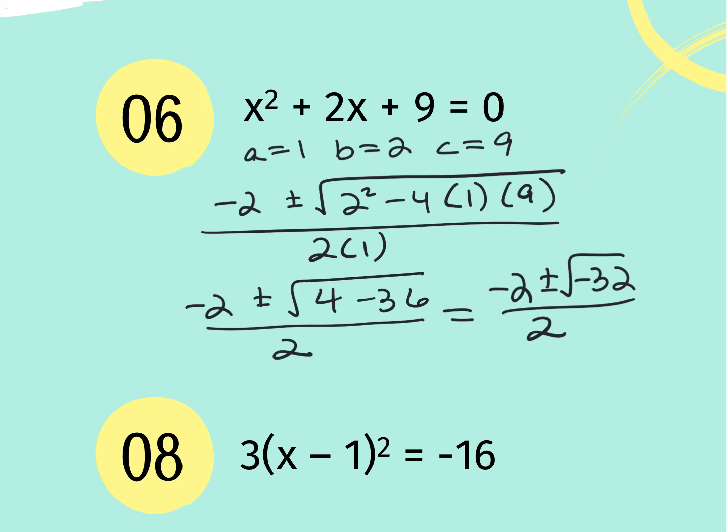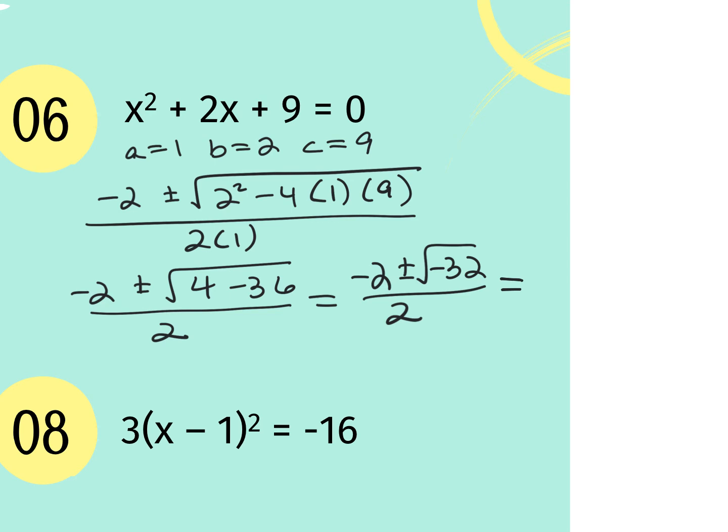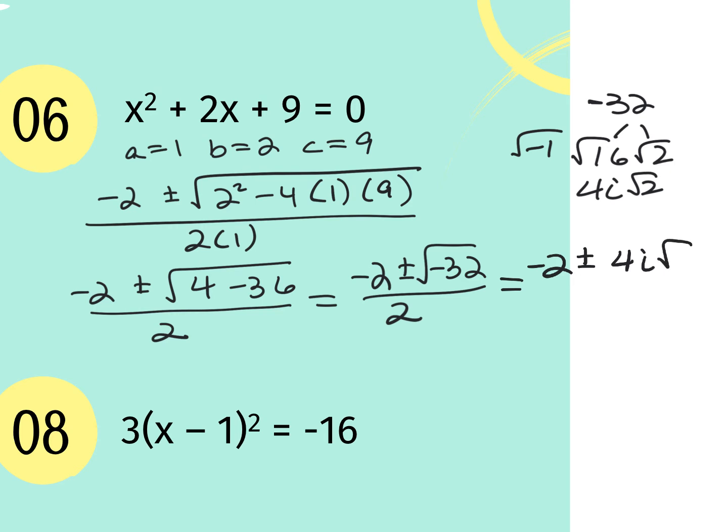Do not be tempted to simplify these 2's yet. You need to break down the radical first. So I'm going to break down my radical, 32. I can break it down into 16 times 2. And just remember, we had a negative here. So this becomes 4i radical 2. So now I get negative 2 plus or minus 4i square root of 2 over 2. Now I can simplify. So I'm going to simplify the 2's. These are going to become 1's. And then 2 goes into 4 twice. So my final answer here is going to be negative 1 plus or minus 2i square root 2.